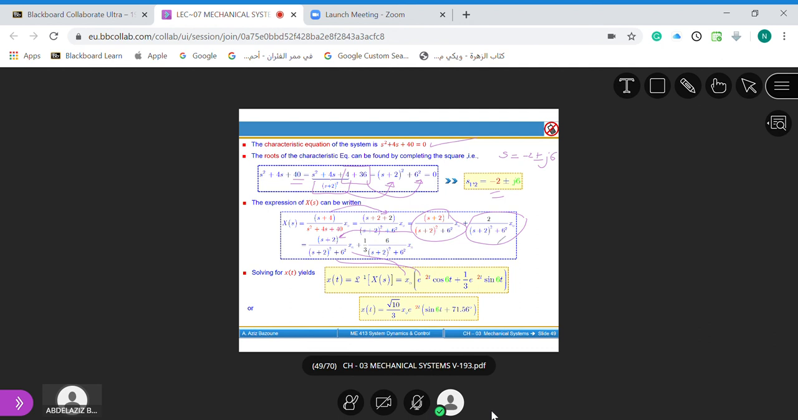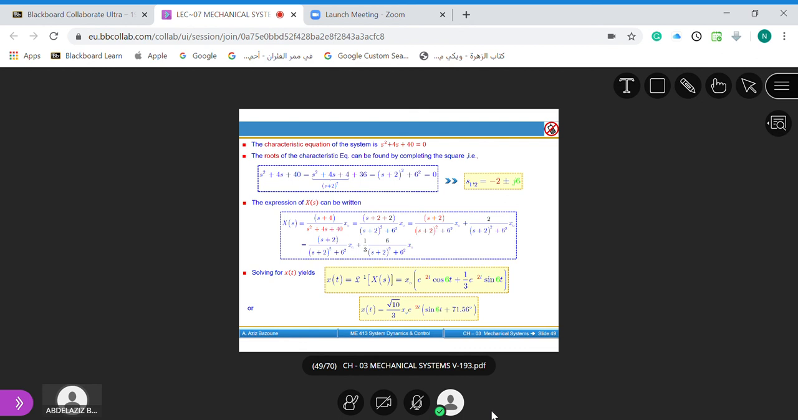I want to introduce 6, so I will multiply by 6 and divide by 6. If I multiply by 6 and divide by 6, I will have 6 here and 6 here. And we have 2, so it will be 3. So it will be 1 over 3 exponential of minus 2t sine 6t. So this equation is simply the response for your system when we have the damping.